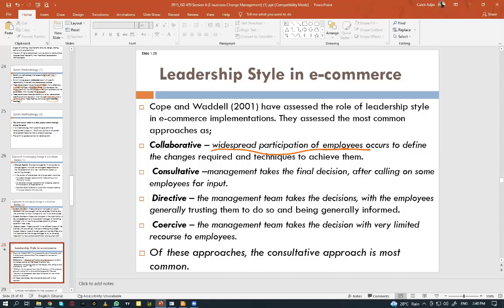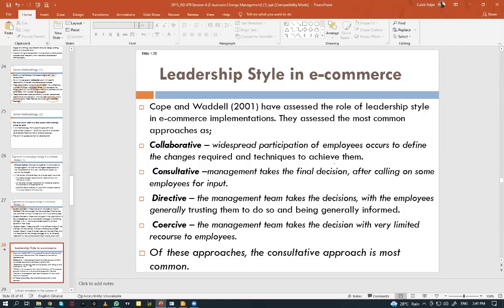Then number two, we call it the consultative type. Management takes the final decision after calling on some employees for inputs. So the difference between the collaborative and the consultative is that with the collaborative, even taking the final decision will involve the employees. But with the consultative, managers will take the final decision after they have called you to seek your opinion. But your opinion will not matter when it comes to the final decision. Sometimes it can influence, sometimes they will not even regard your input. So the management takes the final decision after calling on some of the employees for their input.